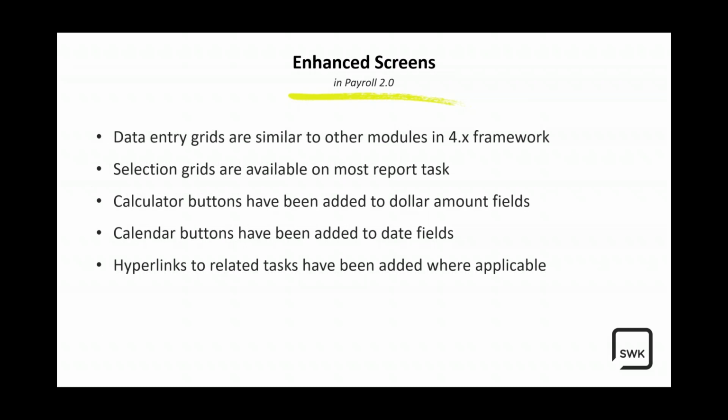Then there's the new screens, like I said, the framework. The data entry grids are all in the 4.x. It's pretty. You have selection grids. You have a calculator button on all the dollar amount fields. Hyperlinks have been added. So whenever you're in payroll data entry and maybe you need to flip over and look at an employee's information, you can now just click the little blue hyperlink for the employee and it will automatically launch employee maintenance for you. Similar to when you're in sales order entry, if you click the customer button, it launches customer maintenance.